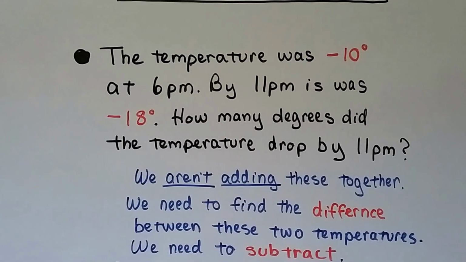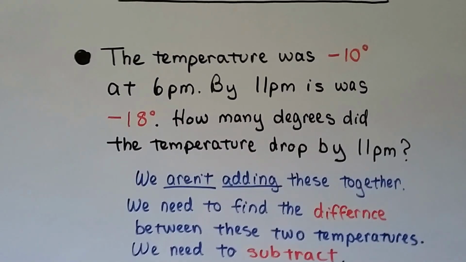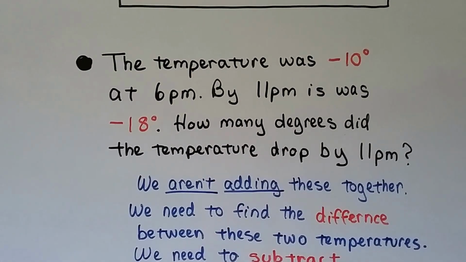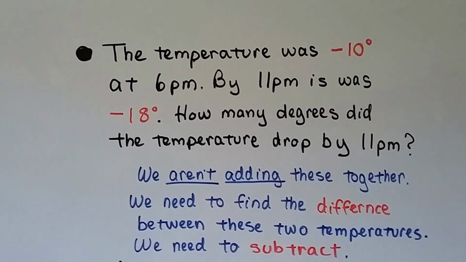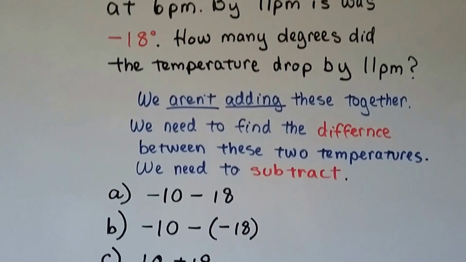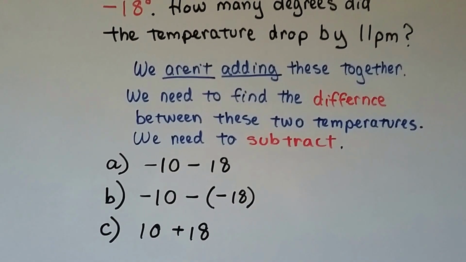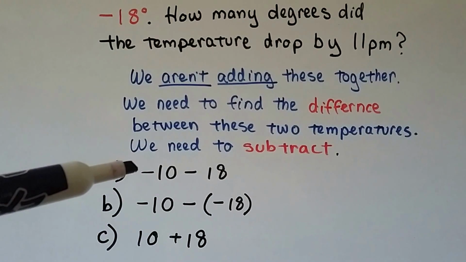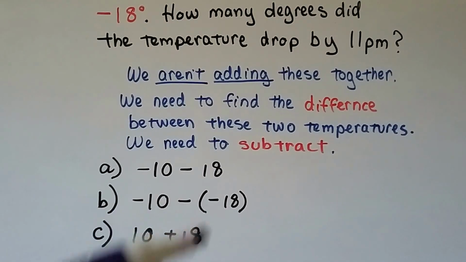Now, we aren't adding these together. We need to find the difference between the two temperatures. We need to find how much the temperature dropped from negative 10 to negative 18. So we need to subtract. So which one of these is going to be the correct equation? Are we going to write negative 10 minus 18? Or are we going to write negative 10 minus a negative 18?